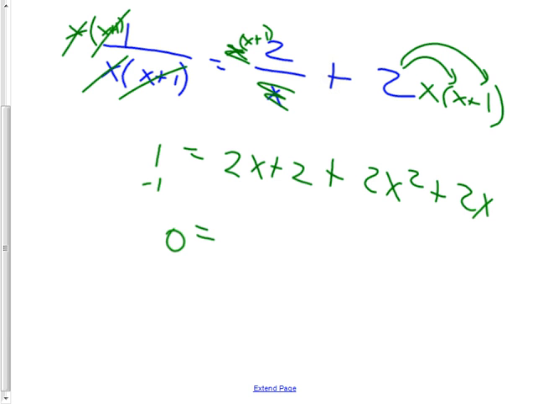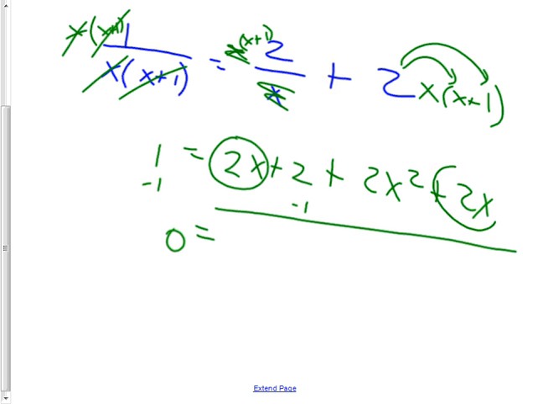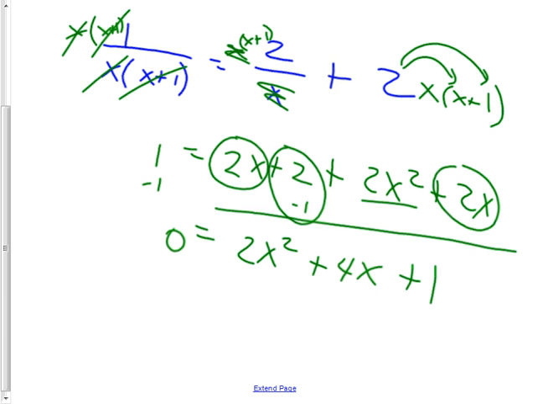So I'm subtracting 1 from both sides. And what's this grand total make here? Well, 2x plus the 2x would make 4x. And the 2 minus the 1 would make 1. So 2x squared from here plus 4x plus 1. Now that one might factor.